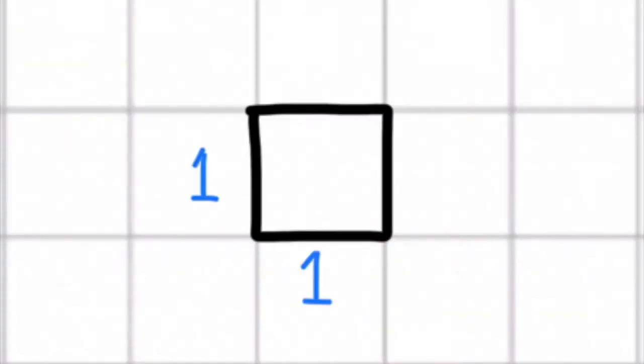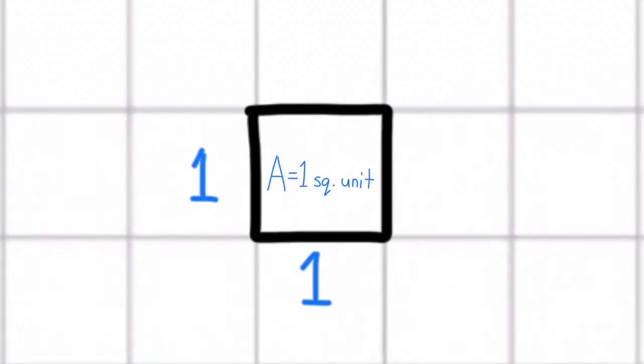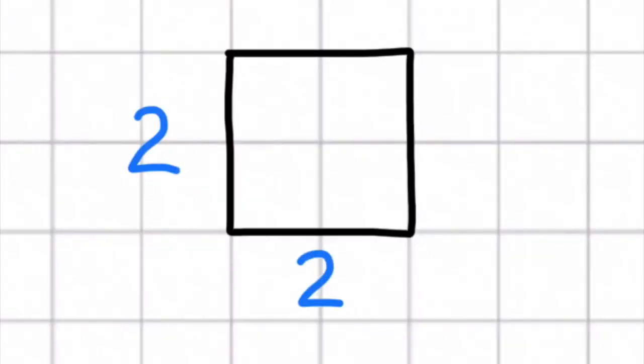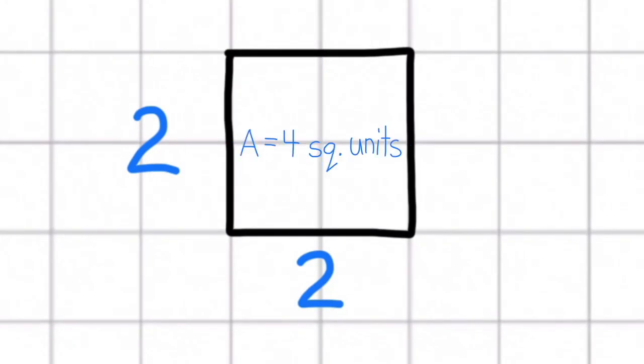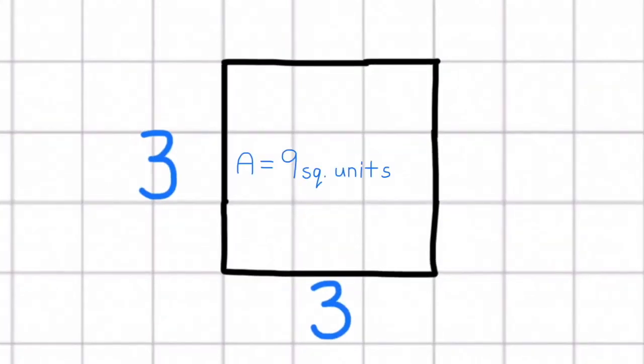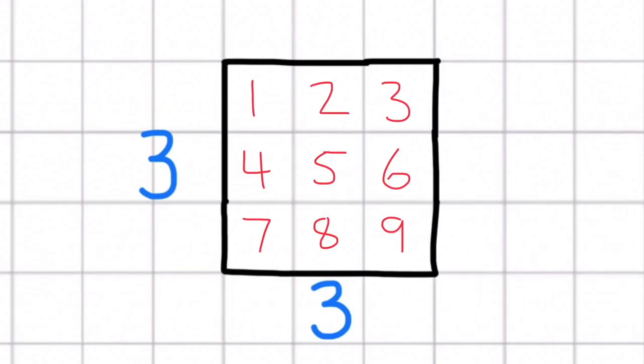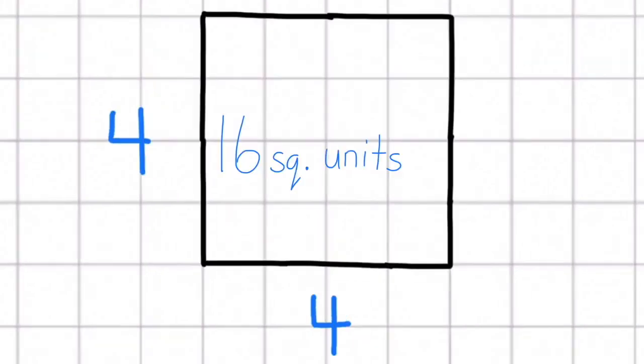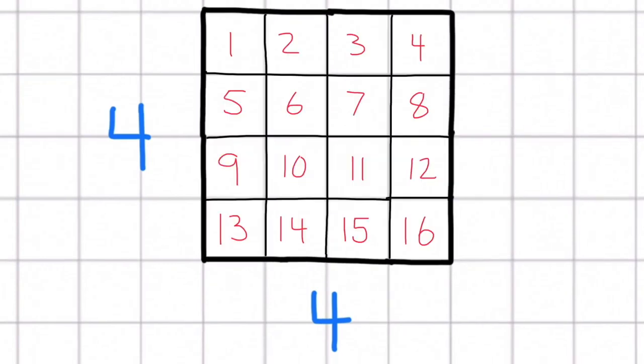Here's a few examples of perfect squares. 1 times 1 equals 1, so that's a perfect square. 2 times 2 equals 4, so 4 is a perfect square. 3 times 3 equals 9. 9 is a perfect square. 4 times 4 equals 16, so 16 is a perfect square.